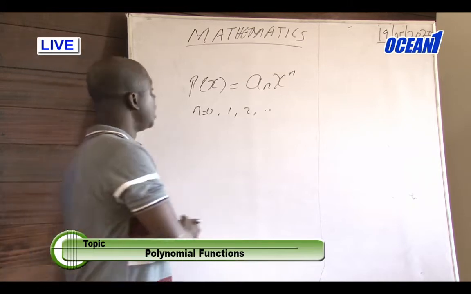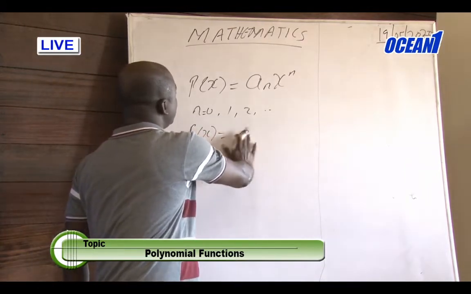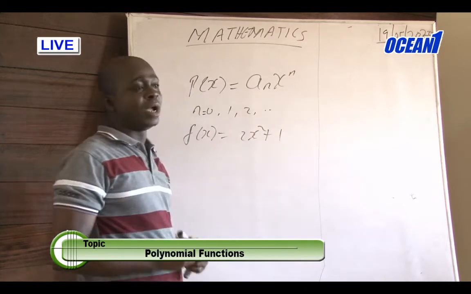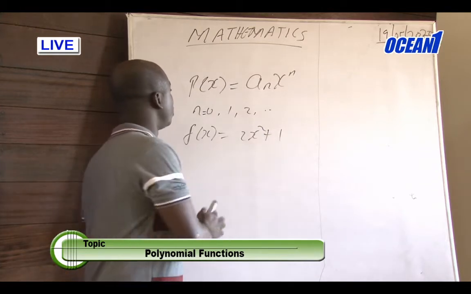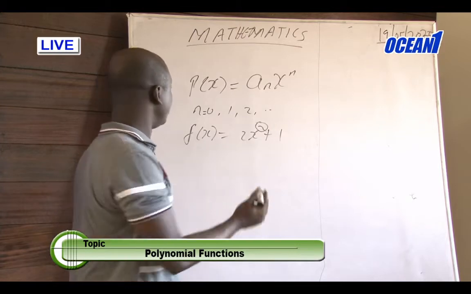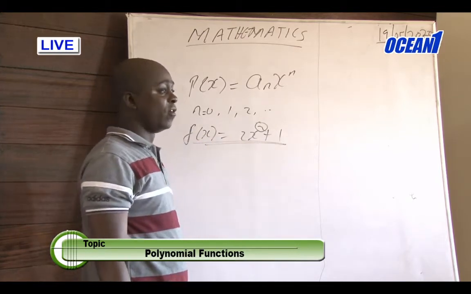So for example, if we have a function of the form f(x) equals 2x squared plus 1, we ask ourselves, what's our power in the expression here? We see that the power is 2. Is it a positive integer? And we say yes. Therefore, this will be an example of a polynomial function.